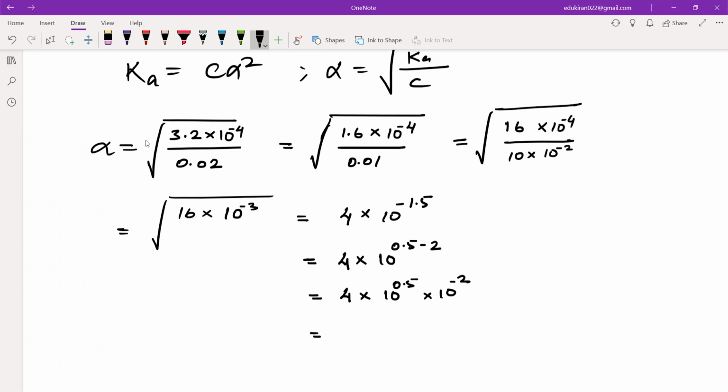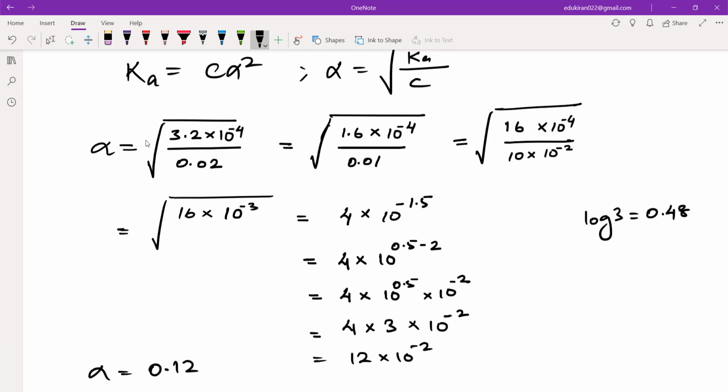And 10 to the power 0.5, according to the log table, this will be equal to 3, because log 3 is equal to 0.48, which is nearest to 0.5. Into 10 to the power minus 2 only. So we'll get this as 12 into 10 to the power minus 2. So you will get alpha as equal to 0.12.